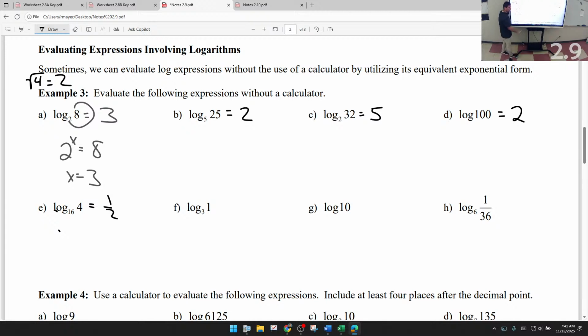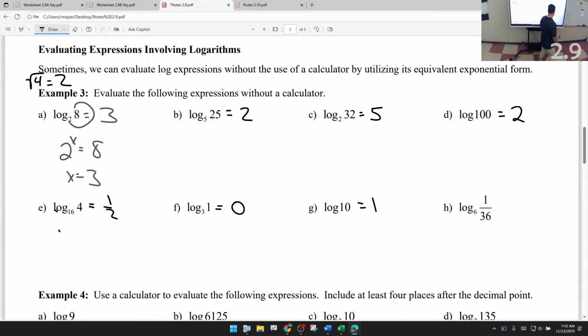Log base 3 of 1. What do I got to raise 3 to get 1? What do you raise anything to get 1? 0. That's one of the easiest ones to simplify, but it's one of the hardest just because we're not used to seeing it. And that's a good one because that's a base 10, 10. And anytime you have a base 10, 10, or base 2, 2, or base 16, 16, or base 200, 200, that has to be a 1. Because you raise it to a 1 to get the same thing.